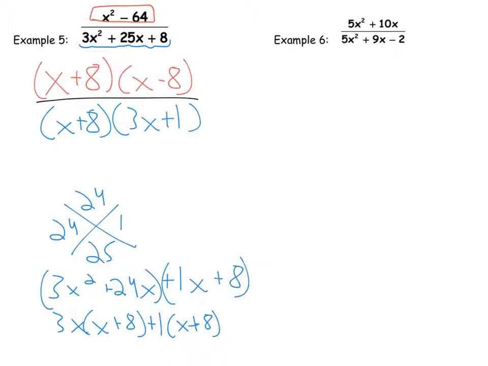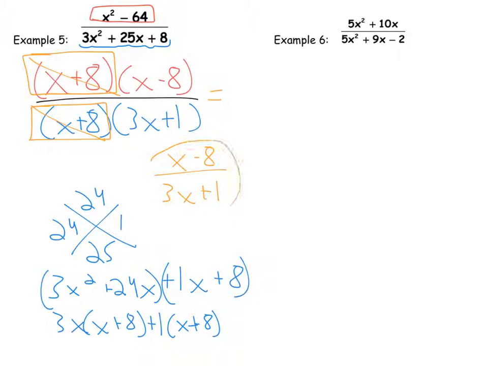So, factor the numerator, check. Factor the denominator, check. Now, let's go ahead and see what we have in common. I have an x plus 8, and I have an x plus 8. Cancel, cancel. And so what's our final answer going to be here? We're going to have x minus 8 all over 3x plus 1. Okay. Excellent.